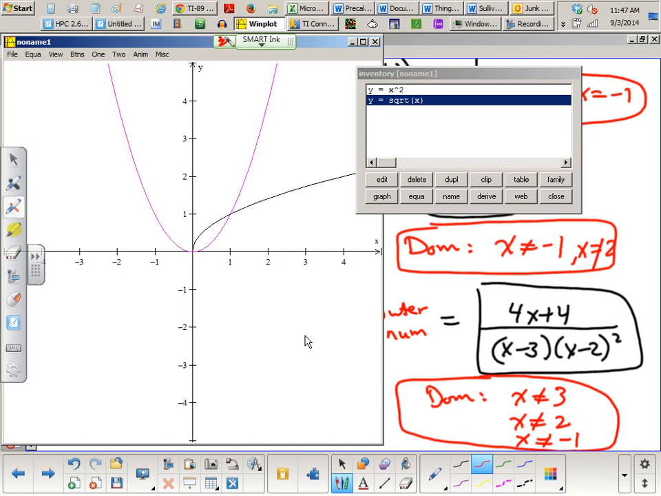Okay, they each have their own rules, right? X squared is very forgiving. You can plug any number you want into it. It's mapping out the entire x-axis. For every x, there's a y. The square root function is a little more strict. It says give me numbers that are positive or zero only. Fine. So when I combine these two functions, the stricter one gets to apply the rules.